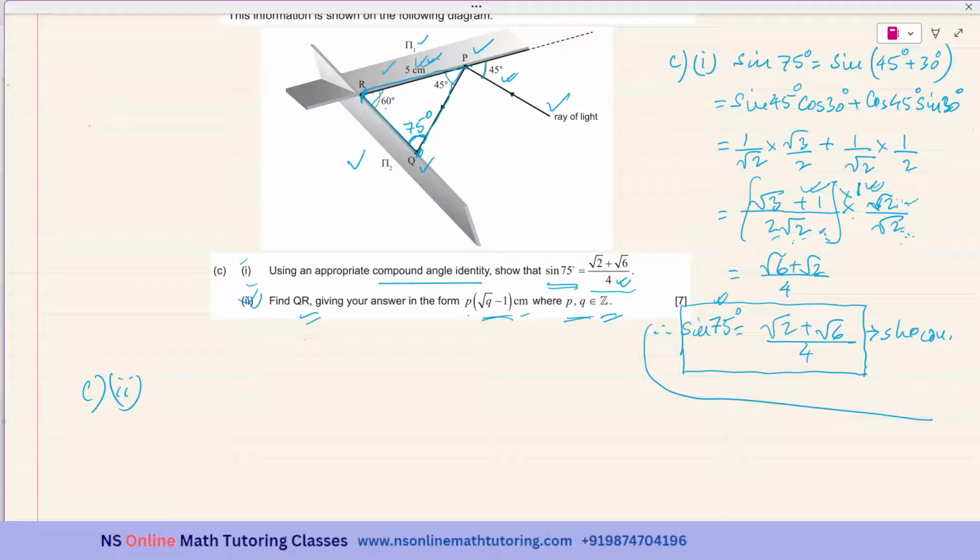We are having this side. Okay, so I'll be writing 5 over sine of the opposite angle, 75 degrees. So it is sine 75 degrees is equal to, we need the QR length, so QR over the opposite angle, which is 45 degrees. So sine 45 degrees. Okay.